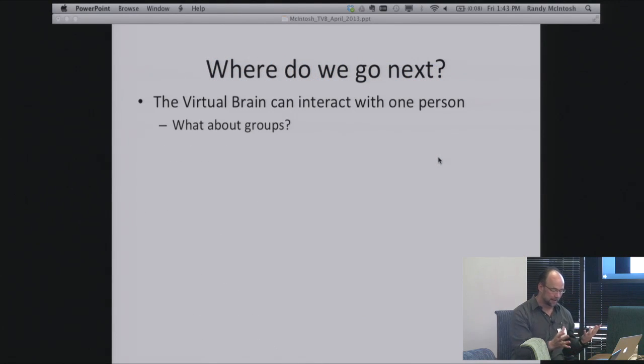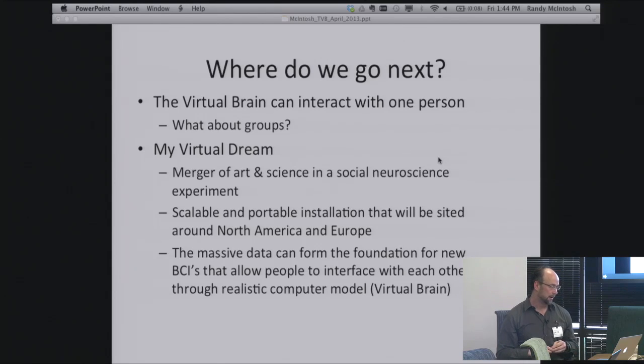As I said, it looks like we can interact with individual people, but now we have the potential of also having broader social neuroscience experiments. The virtual dream is in fact a merger of art. It's an immersive art experience, but it's also the science underlying social interactions, underlying whether we can use our brains to communicate with one another. It's scalable, it's portable, and we're planning right now to have it installed in various locations around North America and Europe. And it's an incredible amount of data we're going to be able to collect in a single session.